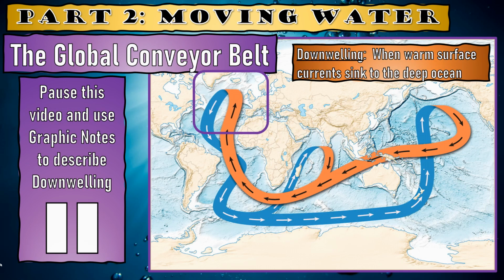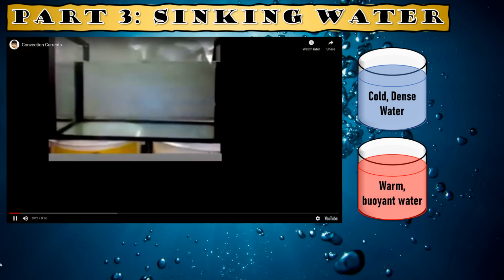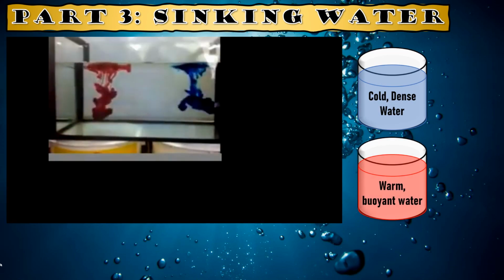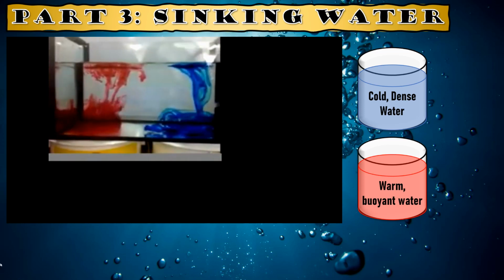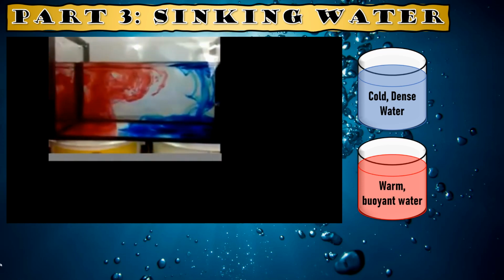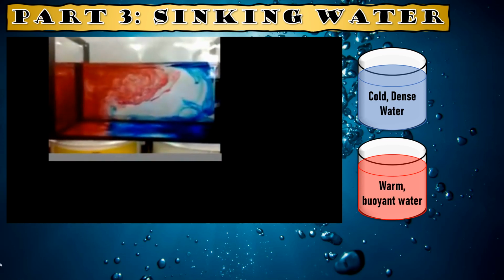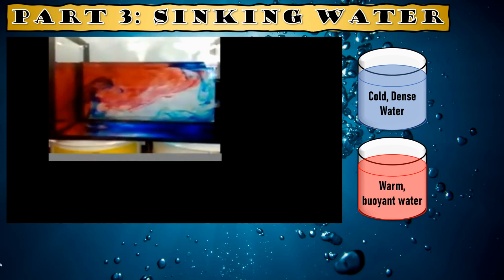Now let's move on to part 3. Part 3 is called Sinking Water. I am going to, oh, it plays automatically. Hey, look at that. This is a YouTube video, a demonstration that's about as old as you guys are, where we take cold, dense water in blue and warm, buoyant water in red, and we dump them into a tank. And as expected, the red water floats and the blue water sinks.